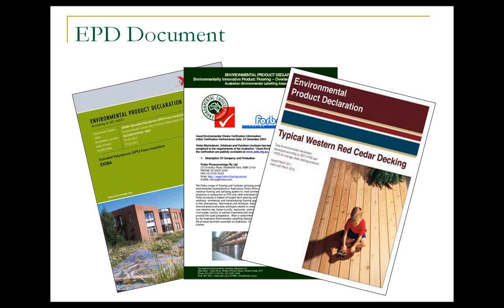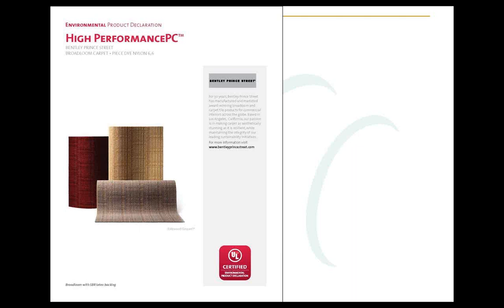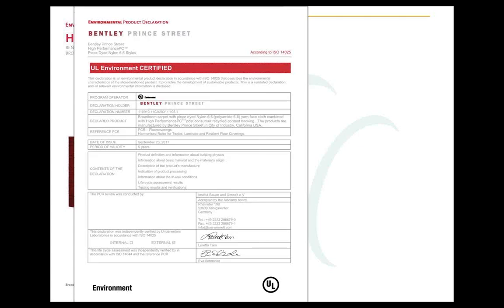The EPD document is a marketing document or a document that's used for submittals on a project. It can be anywhere. I've seen some as short as 3 pages. I've seen some as long as over 40 pages. Here's an example of one from the carpeting industry. Bentley Sprint Street Carpeting. It's one of the ones that I use oftentimes as an example, a good example of what an EPD should look like.